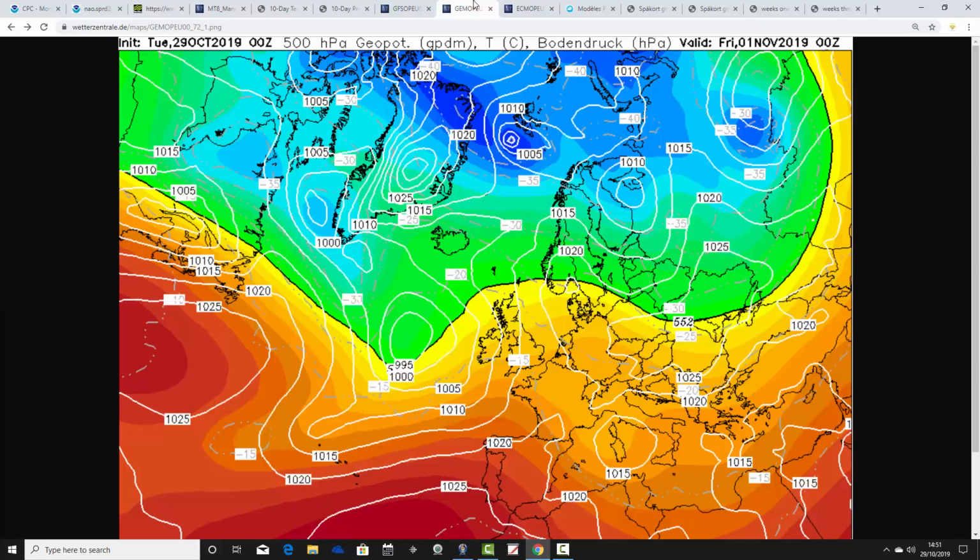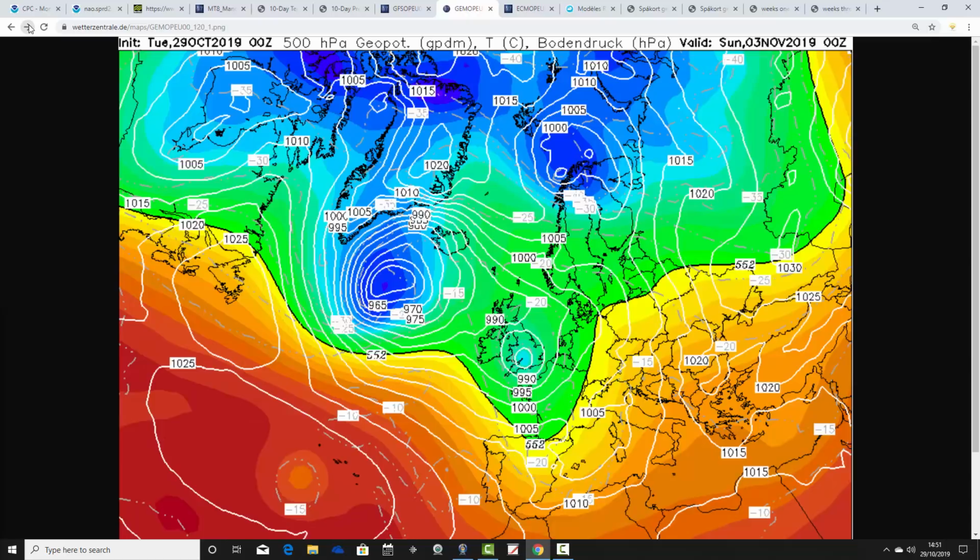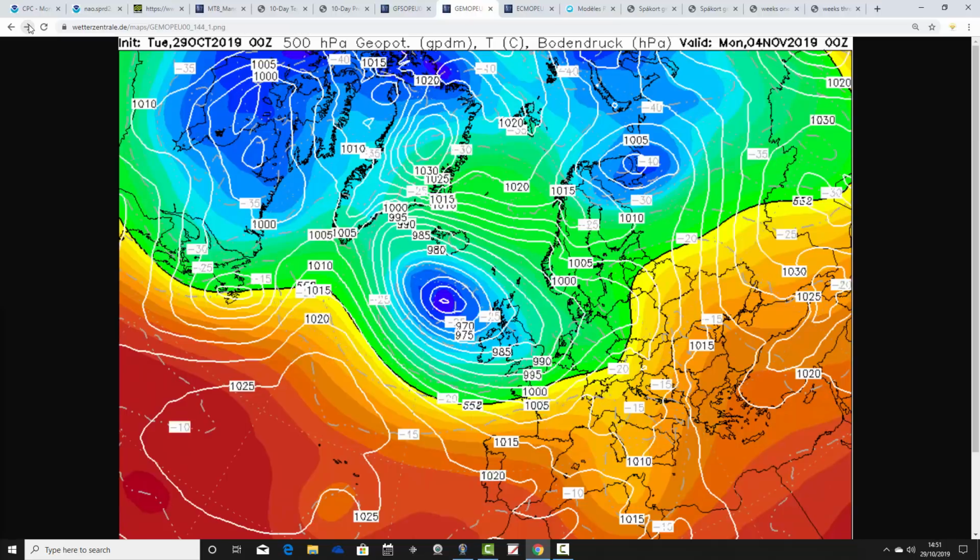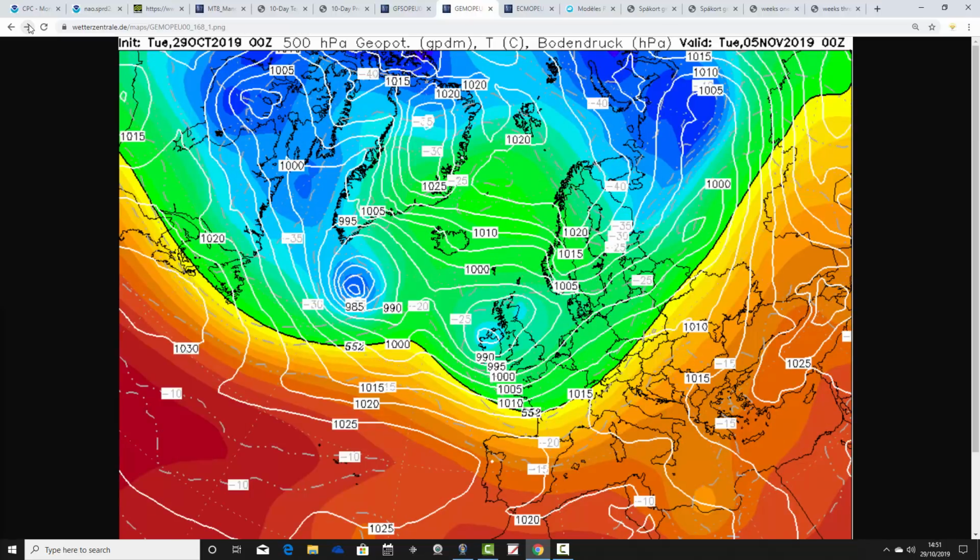This is how the GEM is looking. So, once again, got low pressure beginning to move in on Friday. It's over the weekend that things turn very, very unsettled indeed, with low pressure bringing loads of wet and windy weather even into the early part of next week.